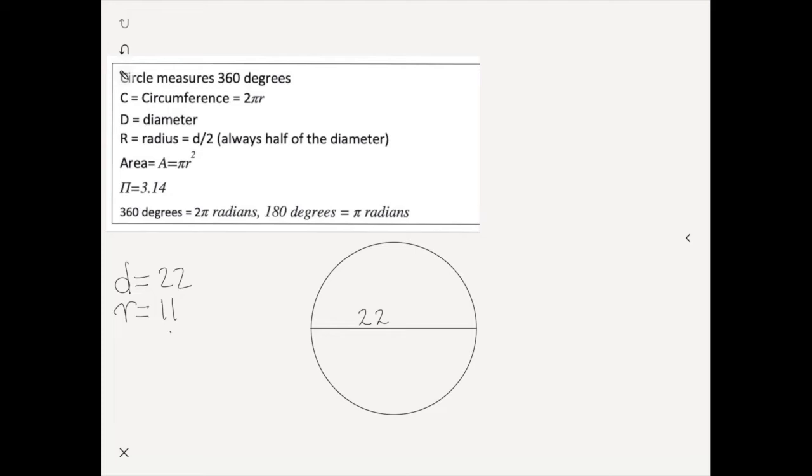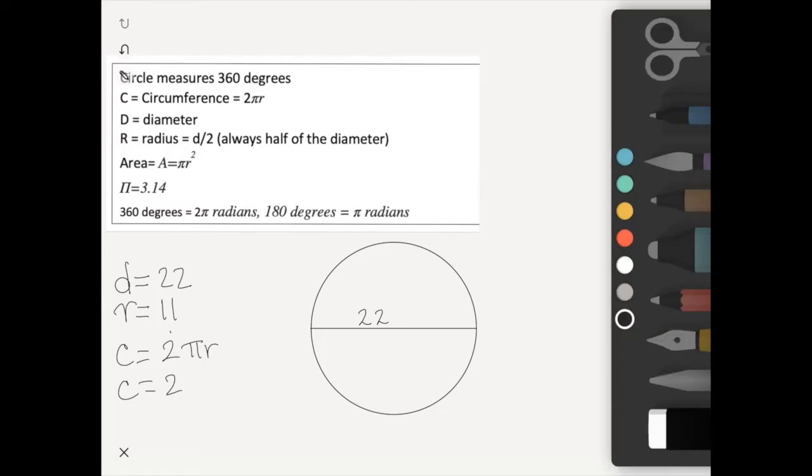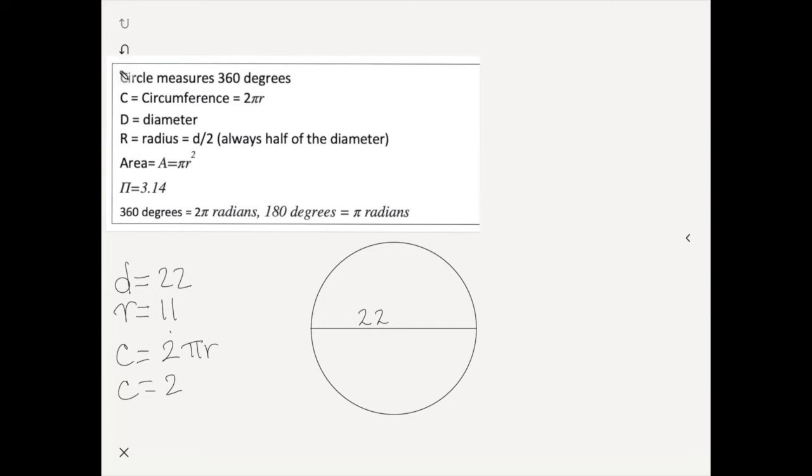Now circumference is 2 pi r. So that's going to be 2 times pi, which is 3.14, times the radius, which is 11. And if I put that into my calculator, we're going to get 2 times 3.14 times 11. That is going to be 69.1 units.